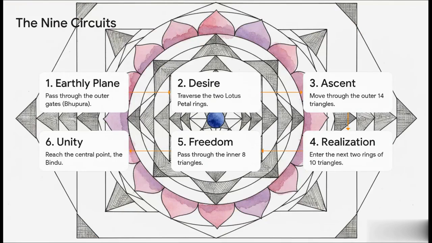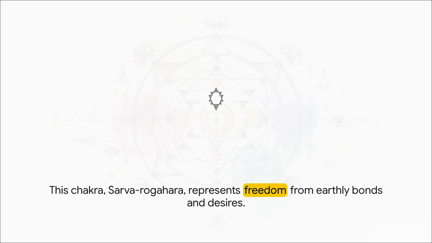And this journey happens in stages, across 9 different circuits. You start at the outer gates, which represent the everyday earthly world. Then you move inward through the lotus petals, which stand for your desires. From there you go deeper and deeper, through rings of triangles, with each step bringing you closer to a profound spiritual realization, until finally you reach the center. Each of these rings of triangles is its own chakra, or wheel. You can think of them as levels in the journey. This one here, for instance, represents the stage where the meditator is freed from all earthly attachments and desires. You're getting closer to the goal.